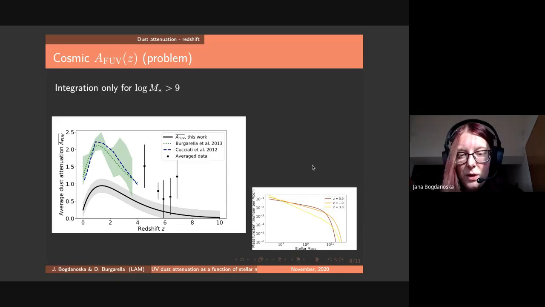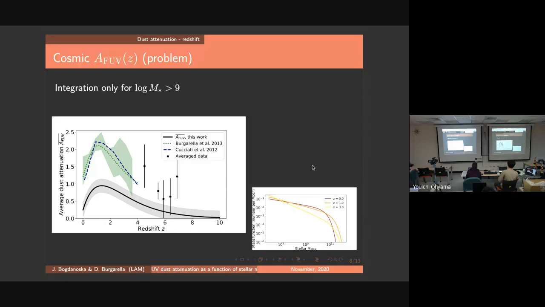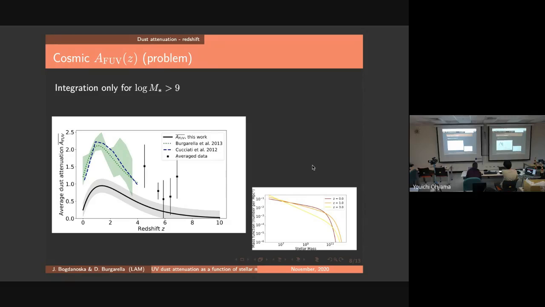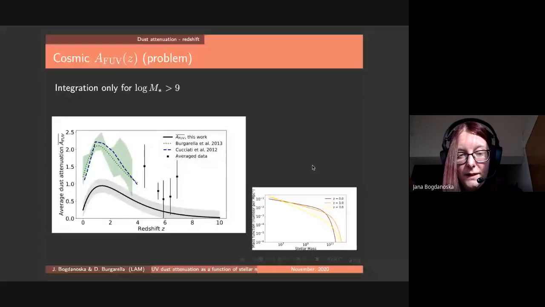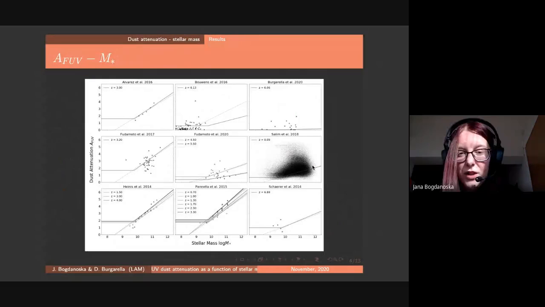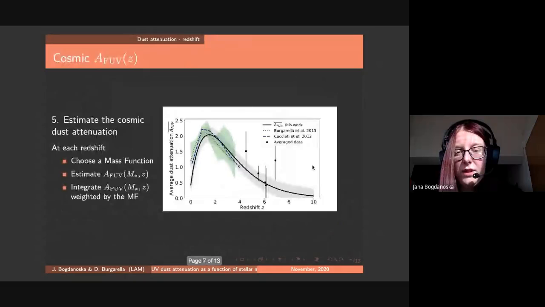In fact, we are trying to reconcile these two relationships, the cosmic dust attenuation with the dust attenuation to stellar mass relation, and this is why we have this problem with the low stellar masses. So this data is not the only indication, but the sources that we have here also confirm our idea.